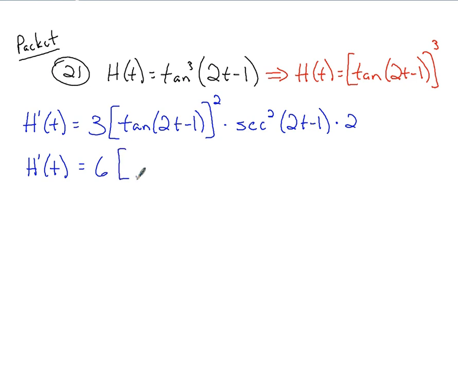I don't really mind the fact that I've got this tangent of 2t minus 1 raised to the second power, because I know I'm going to have to take a derivative of that. It just helps to keep it in that form. Also for the secant squared, it might help to rewrite that as the secant of 2t minus 1, all that squared.